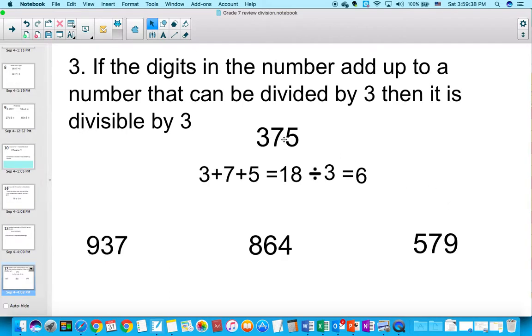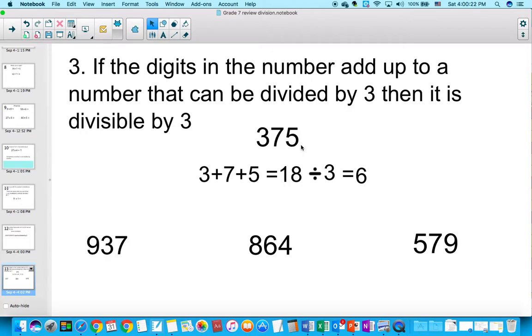If the digits in the number add up to a number that can be divided by 3, then it's divisible by 3. What the heck does that mean? Well, let's take a look at the first example. 375. How do I know I can divide it by 3? Well, I take the 3, the 7, the 5, not the 300, the 70, and the 5, just the numbers 3, 7, and 5, and I add them all up. That adds up to 18. Is 18 divisible by 3? Yes, it's 6. So then I know that 375 is divisible by 3 because when you add up its digits, you get a number divisible by 3.